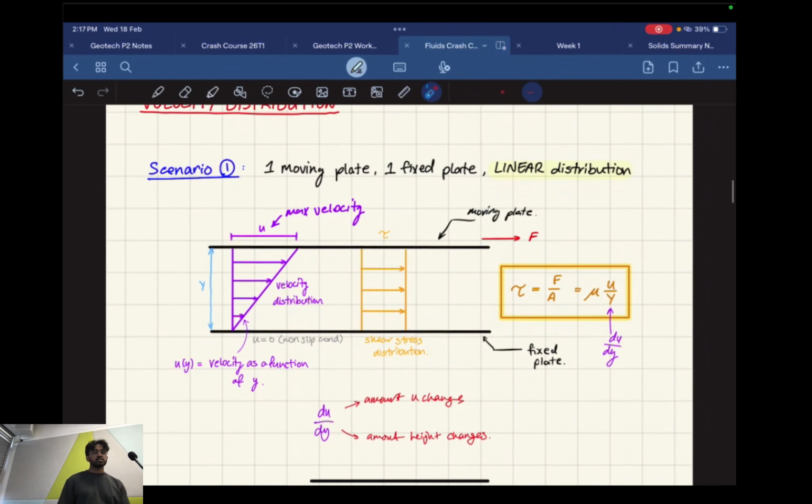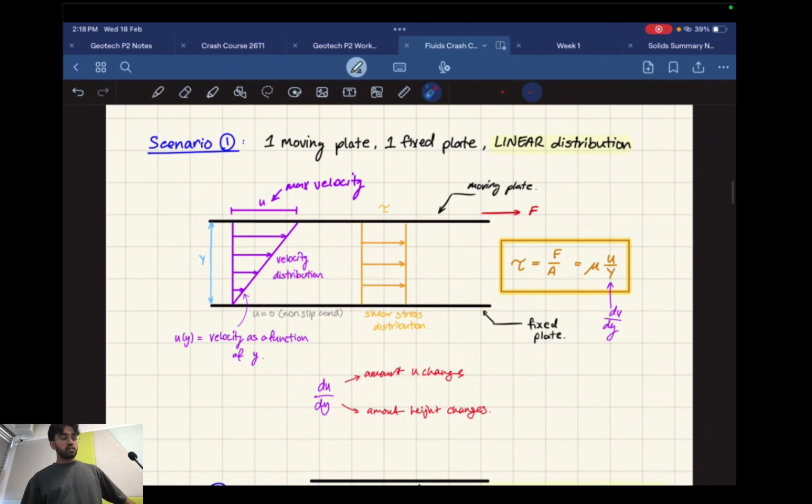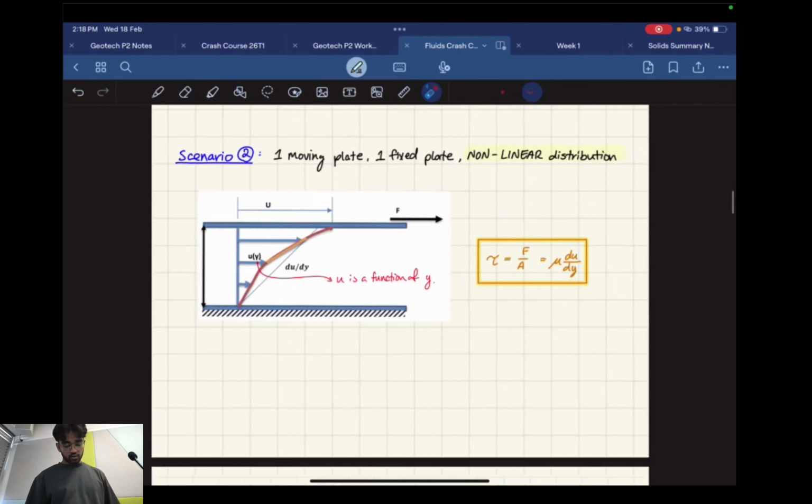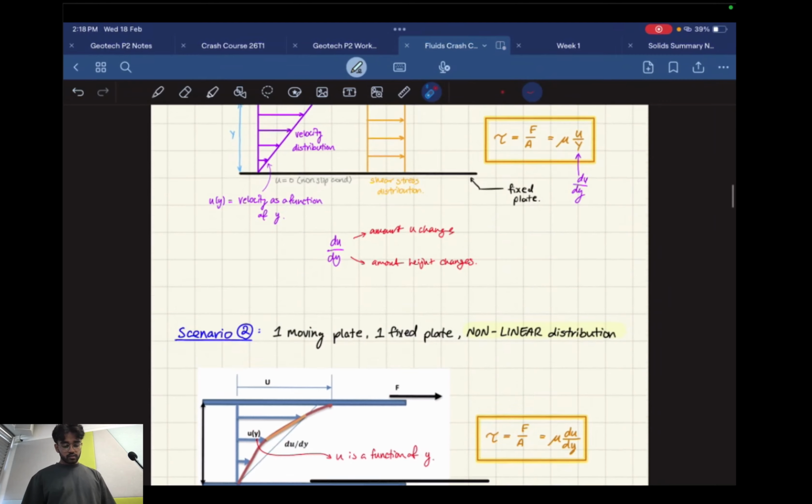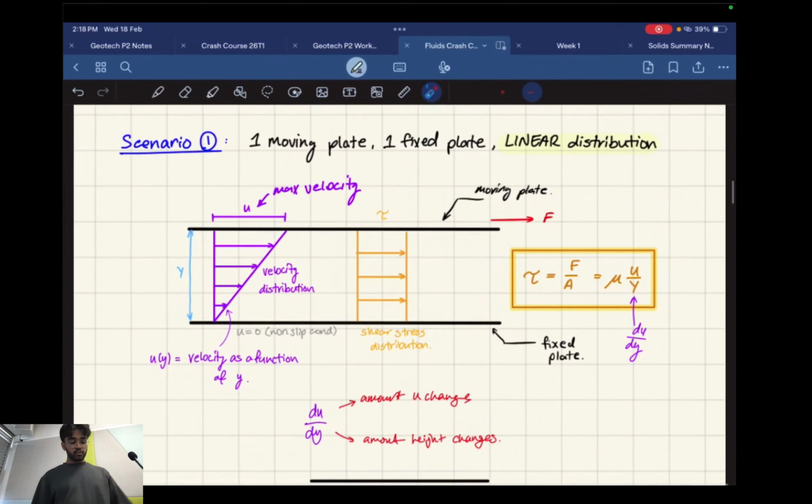There are a few different scenarios in this course, specifically scenario 1, 2, 3, and 4. The first scenario is when you have one moving plate and one fixed plate. You can imagine this bottom plate is still, and this top plate is moving. Imagine in between these two plates there's some sort of fluid.